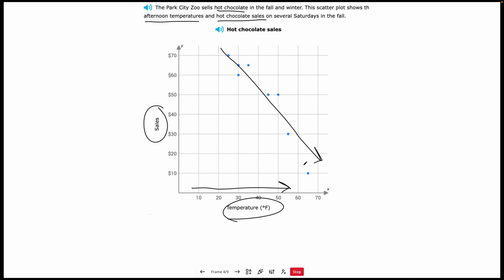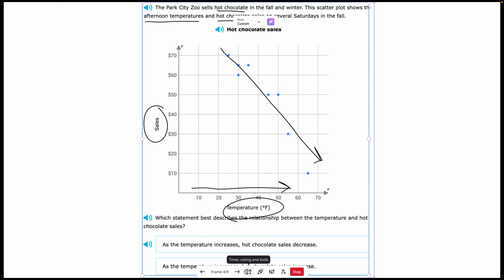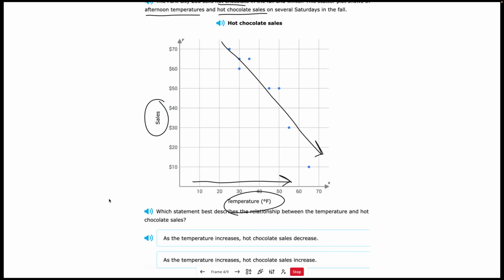All right, so now that we know what the story is about, let's see what the question asks us. Let me move this up just a little bit so we can see it here. It says, which statement best describes the relationship between the temperature and hot chocolate? And we've actually already answered this. As the temperature increases, hot chocolate sales decrease. This is correct. The bottom one says, as the temperature increases, hot chocolate sales increase. This is false. All right, so we have our answer.